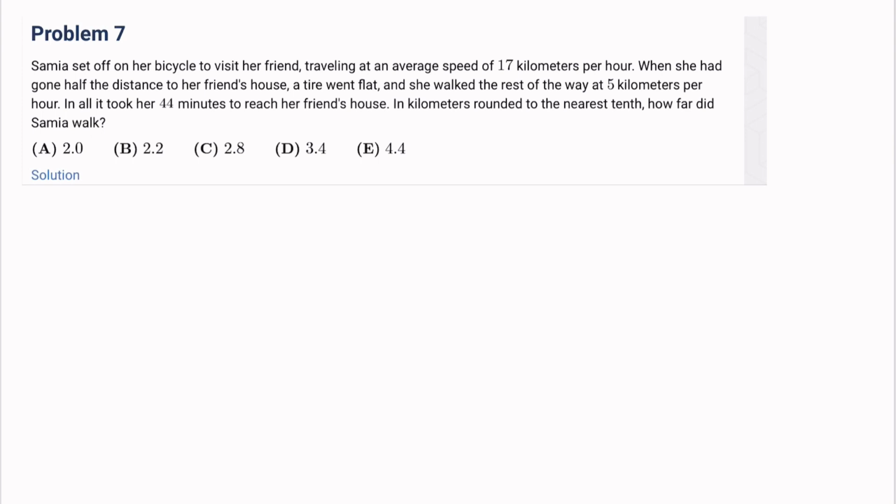Okay, so let's say that the length that Sammy walked is x kilometers, right? Since she went half the distance before she had to walk, that means she traveled the distance of x even when she was on her bicycle, right? So it's x over 17. This is the time it took when she was riding her bike, plus the time it took when she was walking, so x over 5 equals 44 minutes, which is 44 over 60 hours, right?